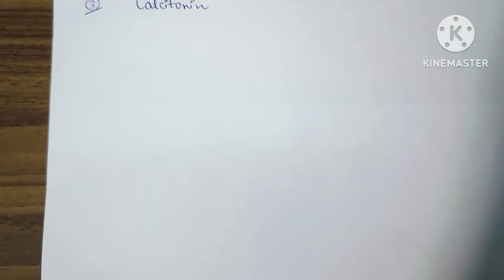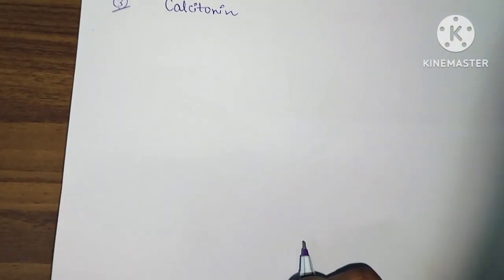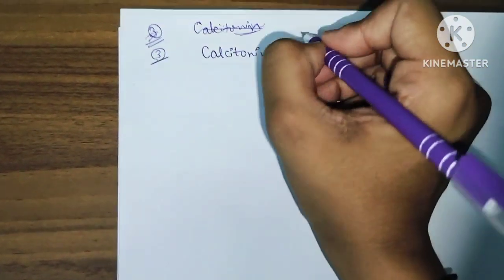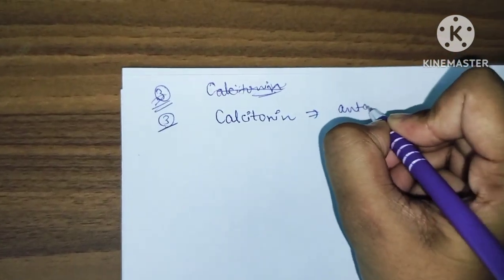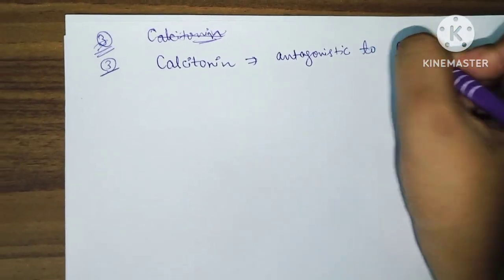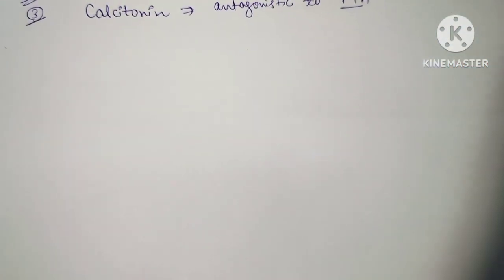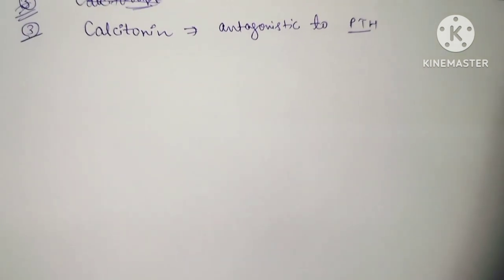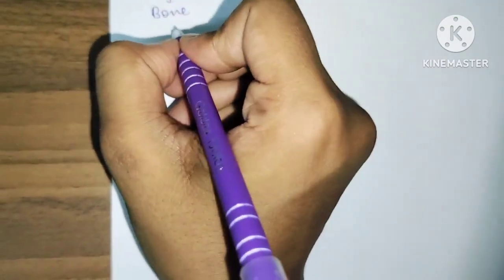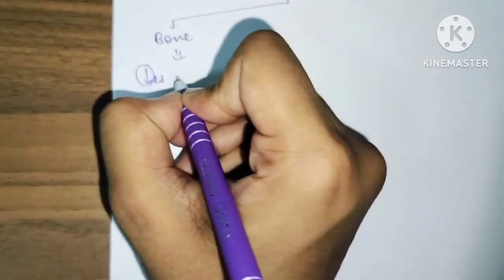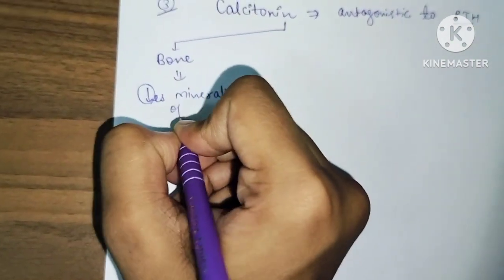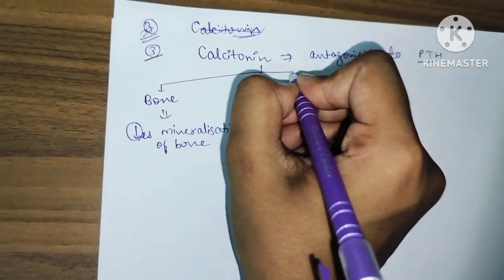Third, by the calcitonin. Calcitonin is secreted by the parafollicular cells of the thyroid gland. The action of calcitonin is antagonistic to the PTH. The action of PTH is to increase the serum calcium level, while the action of calcitonin is to decrease the serum calcium level. Its action on bone is that it decreases the mineralization of bone. So it decreases the serum calcium level.